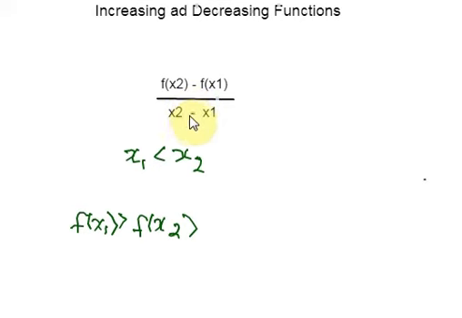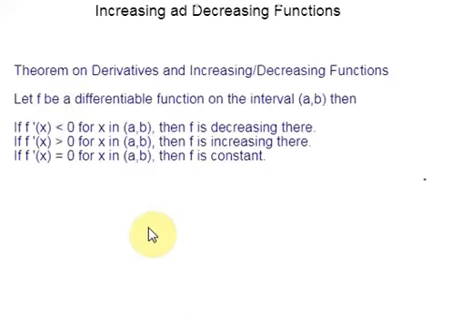Thus, this leads to some theorems. Let me list all those theorems. Those theorems will be helpful in testing whether a function is increasing or decreasing. Consider that f is a differentiable function on the interval (a, b). Then the first theorem says that if the first derivative is negative, less than 0, for x in the interval (a, b), then f is decreasing there. If the first derivative is positive, greater than 0, for x in the interval (a, b), then the function f is increasing there.